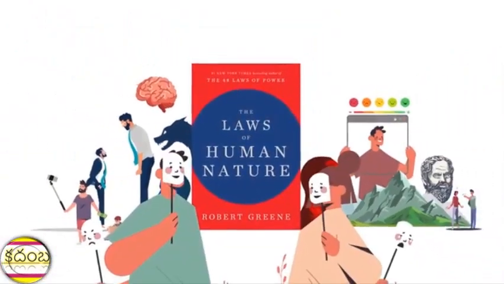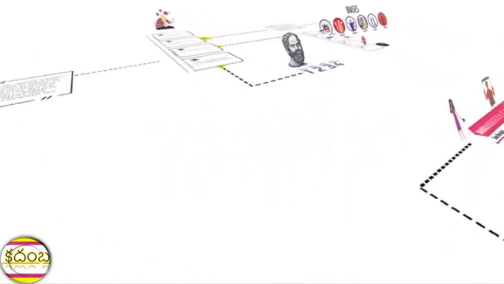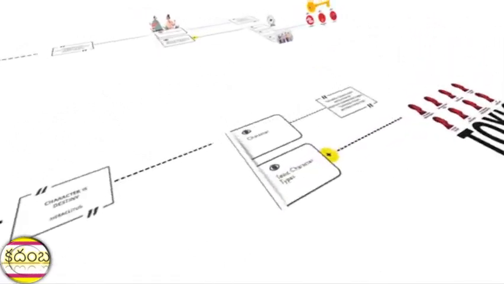We're going to be doing a detailed breakdown of this book, and by the end of this video, you're going to have a super clear understanding of how you can use the laws of human nature to live a better life and avoid toxic relationships.